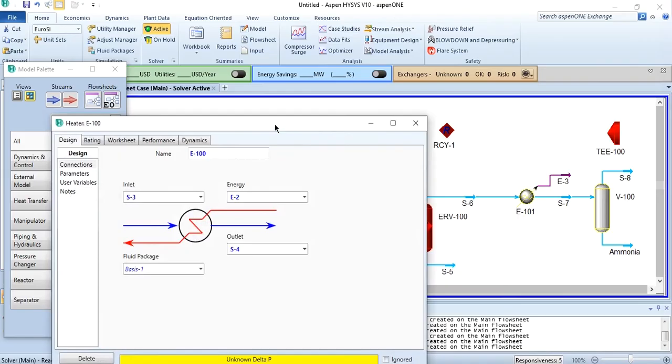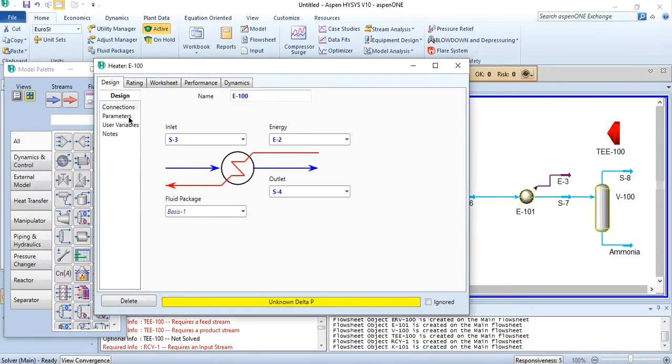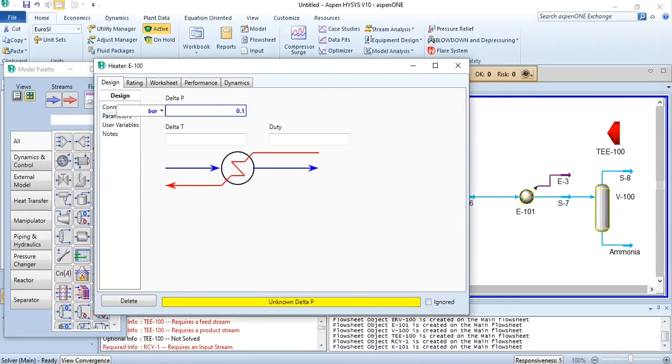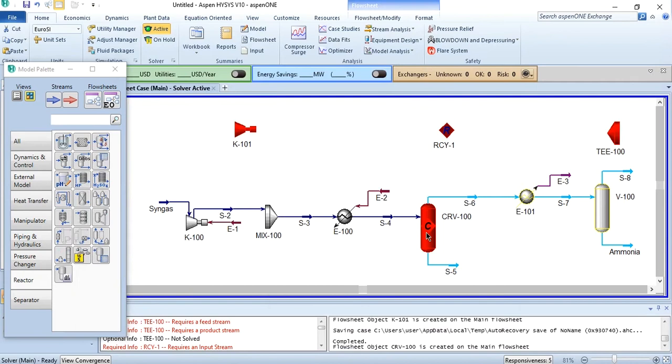Then we will go to this heater and its specifications: temperature of 500 degrees centigrade and pressure drop of 0.1 bar. So we can easily specify delta P of 0.1 bar and final temperature as 500. As you can see, its degree of freedom is 2. You have to specify temperature, pressure, duty, or vapor fraction. Out of these four, you have to specify any two, and we have specified temperature and again pressure in terms of delta. So we will now go to the reactor.